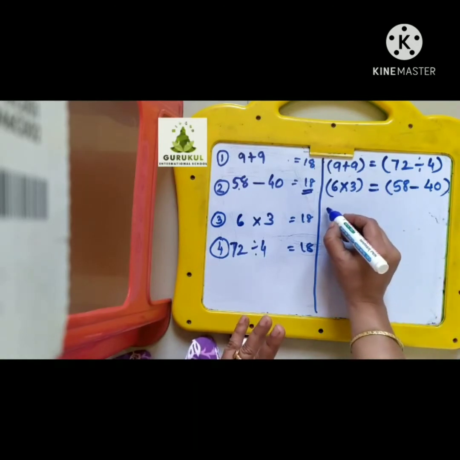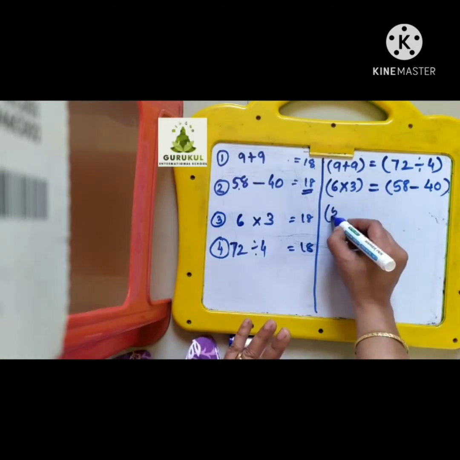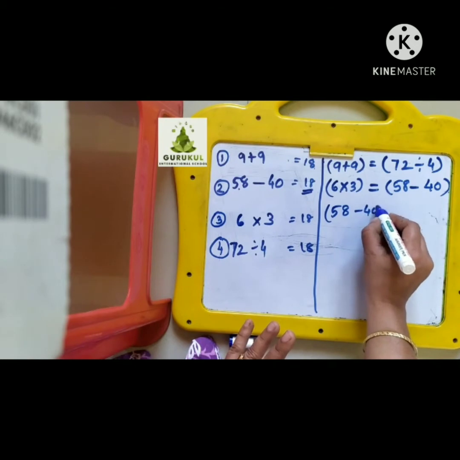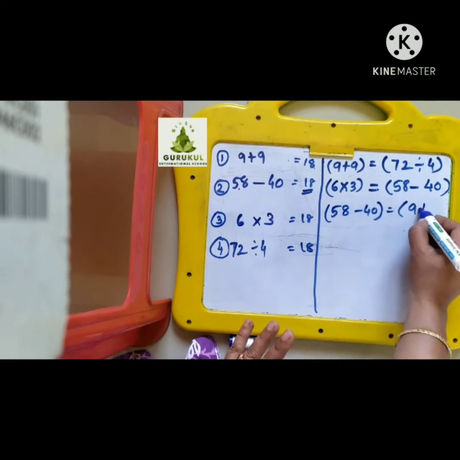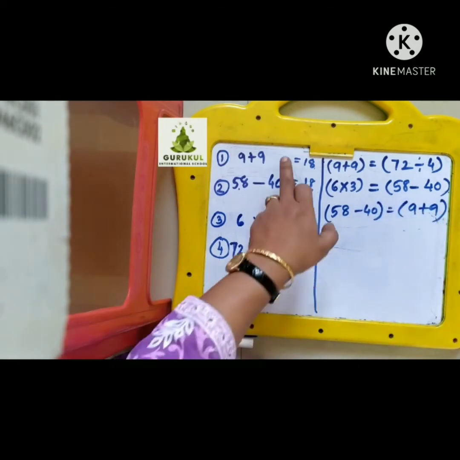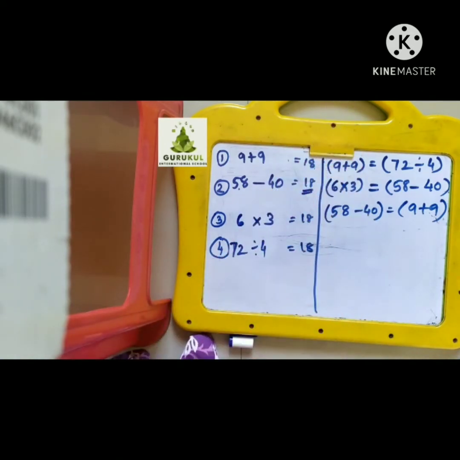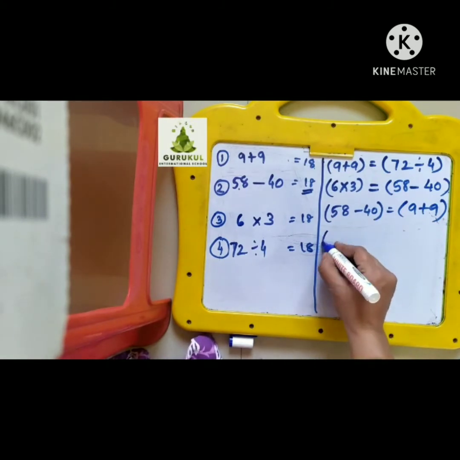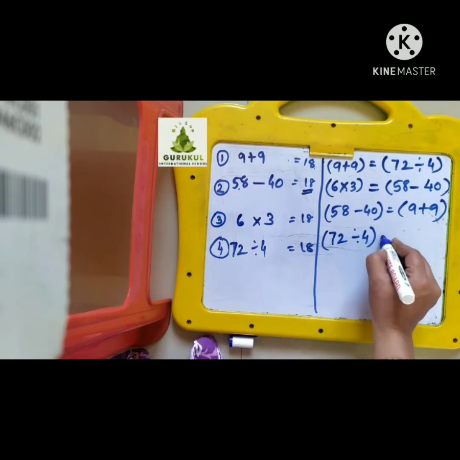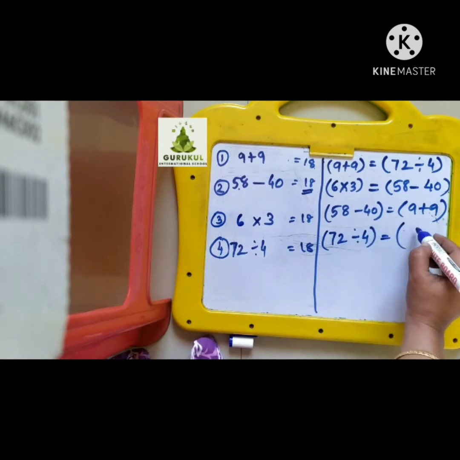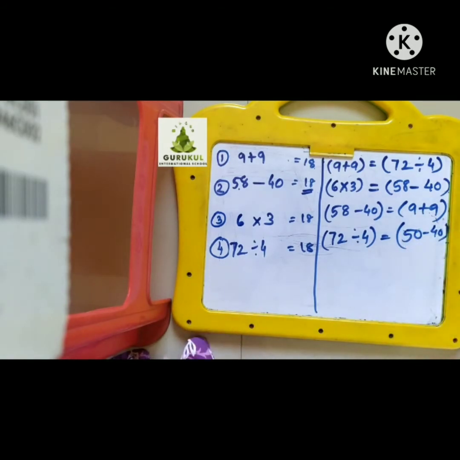Okay, then third, I can decide over here as 58 minus 40, giving you equal to 9 plus 9. You can give the equal to sign between any number and any other number, because all these are giving you 18 only. So for making the expressions, it is completely your choice how you want to decide the numbers for the equality and write them in the expression form.